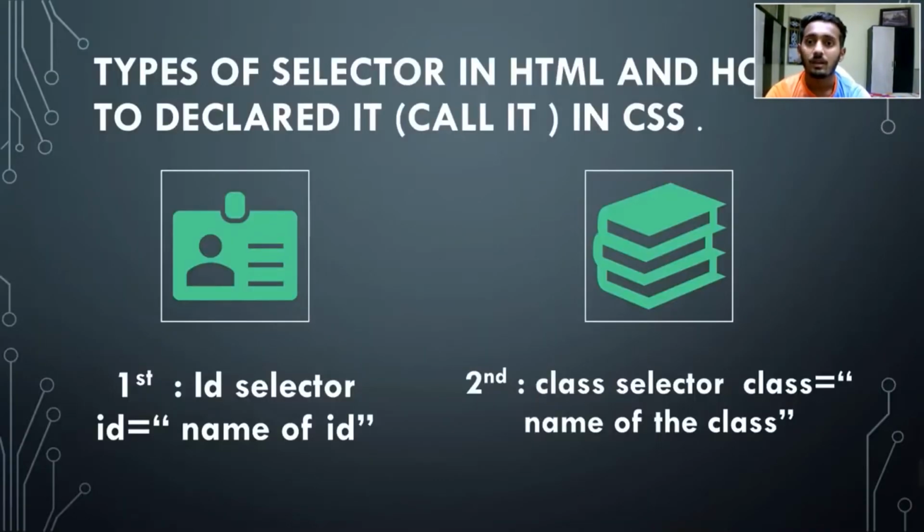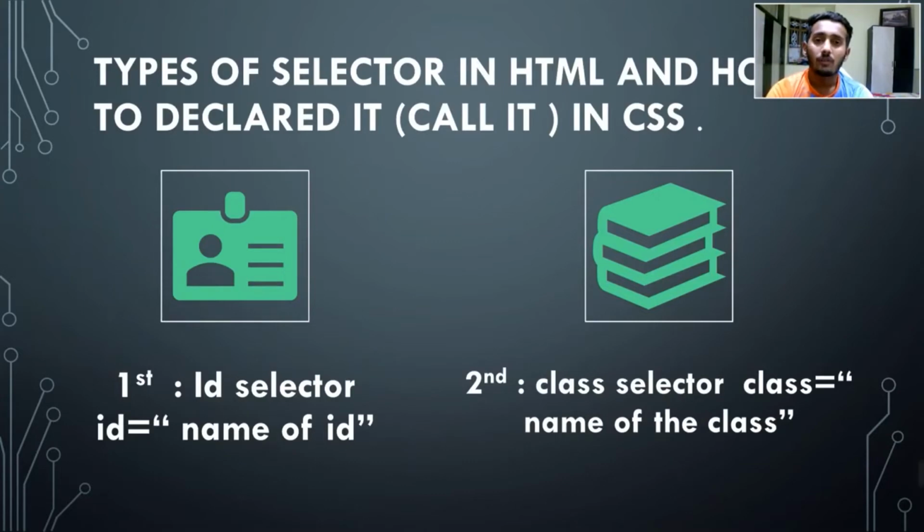selectors. There are some types of selectors in HTML, and there are some methods to use them in CSS. So first we will see the types of selectors. There are two types of selector: ID selector and class selector. And their syntax is: the keyword of the ID selector is id, and the keyword of the class selector is class.